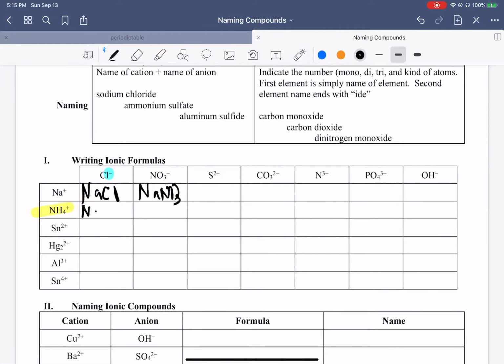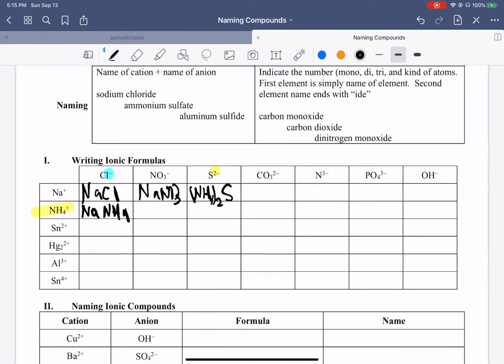It's going to be NaNH4, okay? Those are going to be pretty simple. Here, what we're going to have is this 2 here. So we're going to do NH4 in parentheses, put a 2 there and an S there, okay?